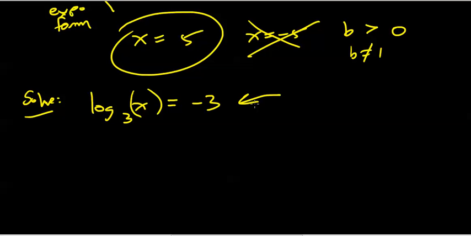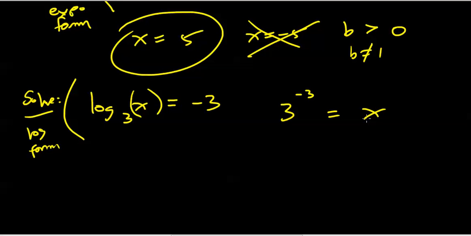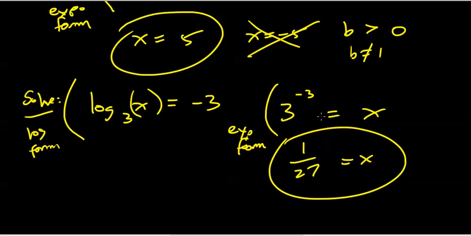Again, this is in log form. To convert it to exponential form, I would say minus 3 is the exponent we put on 3 to get x. Once we see it in exponential form, it's very easy to solve. x is essentially almost solved for. What's 3 to the minus 3 power? That's 1 over 27. So the solution to this equation is 1/27.